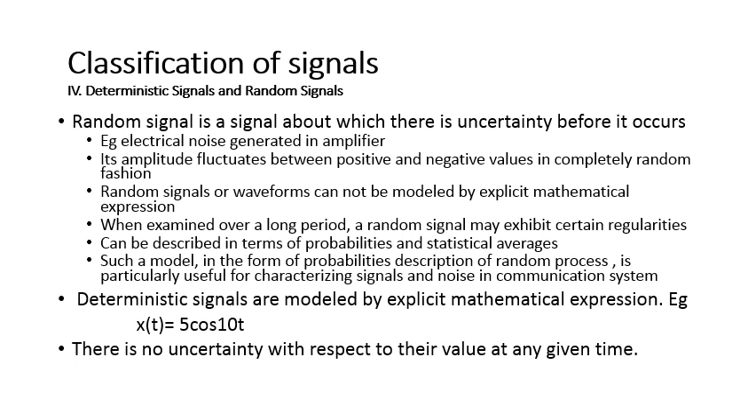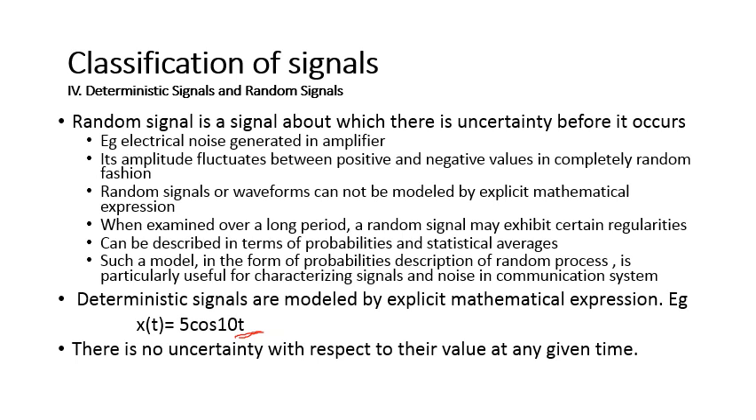Opposite to the random signals are the deterministic signals. Deterministic signals are explicitly modeled by some mathematical expression. For example, x of t equals 5 cos of 10t. By putting any value of t here, we get the exact value. So that means they are deterministic. We can determine their value by just putting the value here.